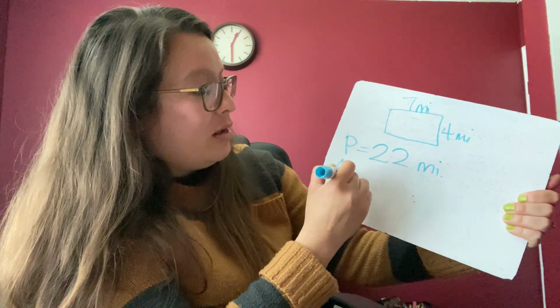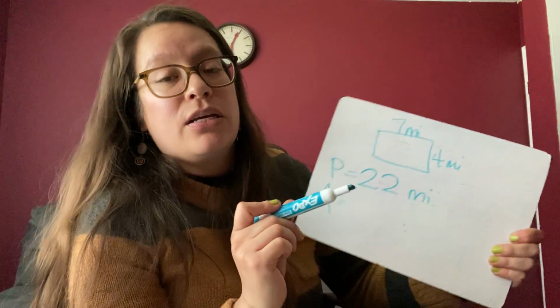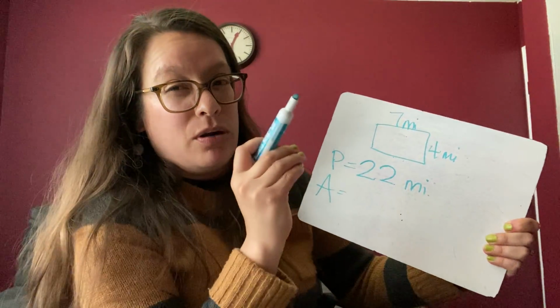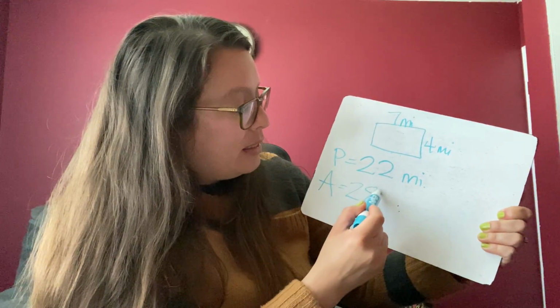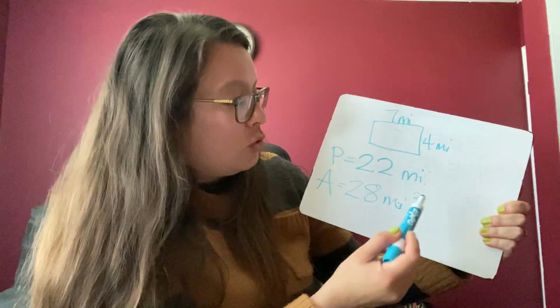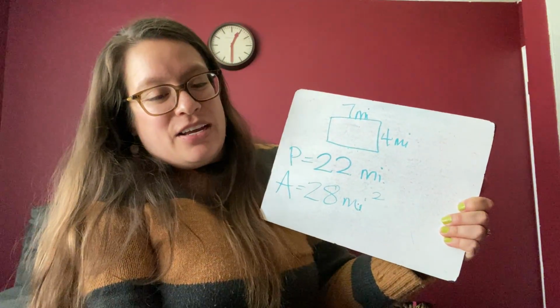Now area, remember that you multiply length times width. But when you write it, since you're multiplying, you have to put a little square by it. So 7 times 4 is 28 square miles, or miles squared. All right, great job. One more thing. I want you to do number 28, A, B, and C, and then press play, okay? Pause.